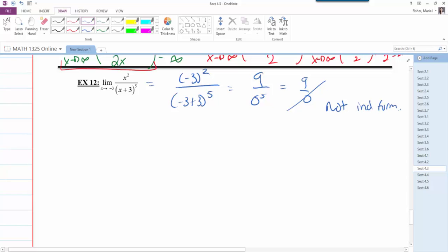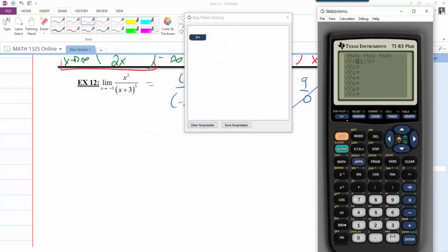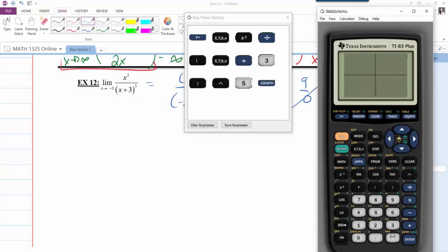Well, if you are not in indeterminate form, remember we used the graph of this to figure this out. So if we grab our calculator and graph this, on our graphing calculator, hit your y equals, and then put in x squared divided by (x plus 3) to the fifth. Press graph, and we're trying to figure out what happens at -3. Well, if you look here, the limit from the left is going towards negative infinity, and the limit from the right is going towards positive infinity. So this limit does not exist.